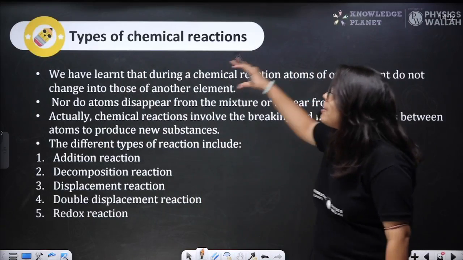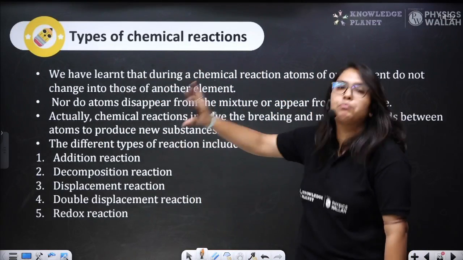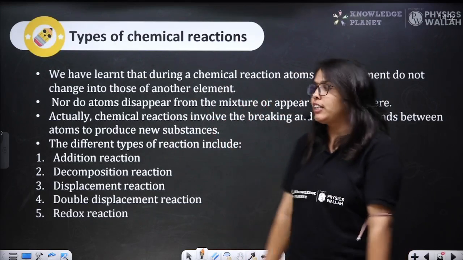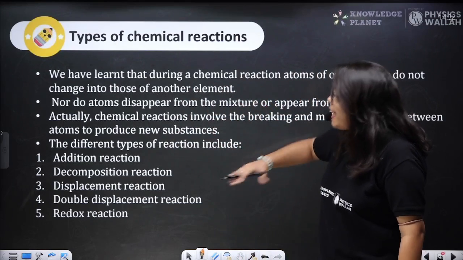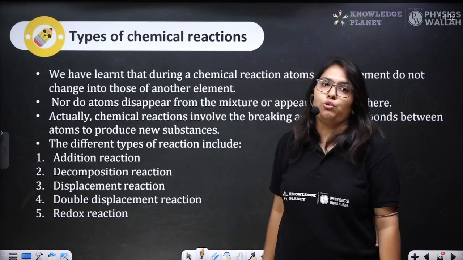So chemical reactions, yes, are of 5 major types. They are different from each other, yet you can relate one or two with them.